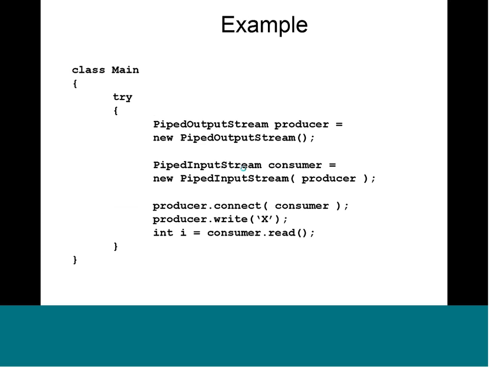So this is how producers and consumers work. You've got a piped output stream, a piped input stream, named as producer and consumer, and we call the connect method. Producer writes something, and consumer can read it. Okay? So this is all I have on concept.